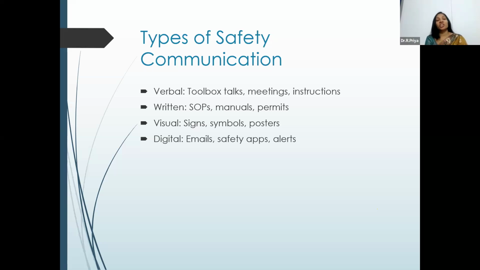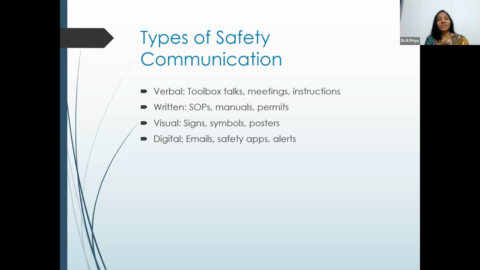Then, written communications. Written communication provides permanent and reference-based safety information. Standard operating procedures (SOPs), safety manuals, work permits, and method statements help ensure consistency and compliance. For example, a confined space entry permit clearly outlines oxygen level checks, rescue procedures and authorizations. So it ensures no step is missed during the entry.